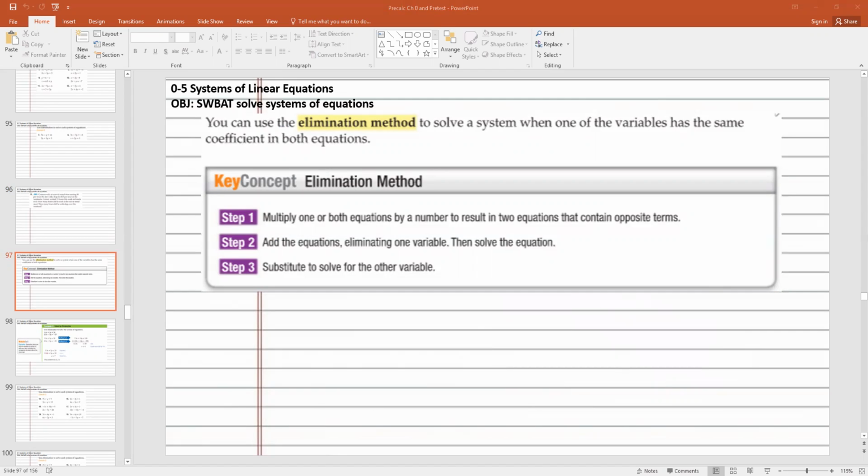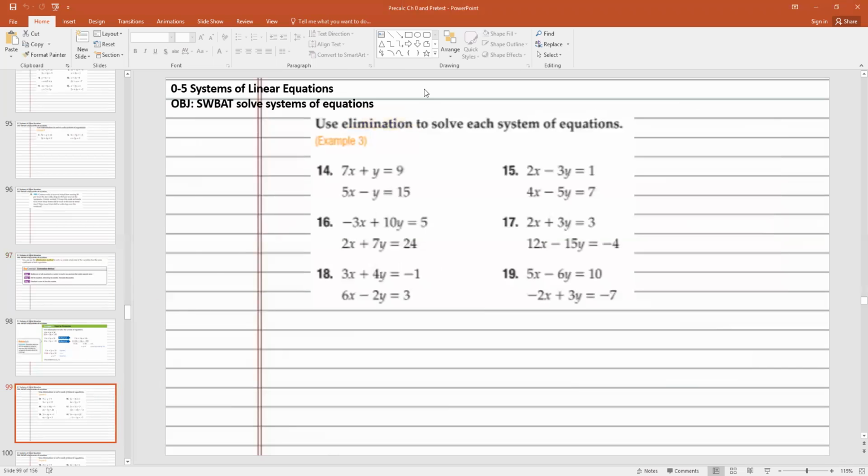The thing I would recommend is to look for a variable that has a coefficient of 1, because that's going to be the easier one to get rid of.